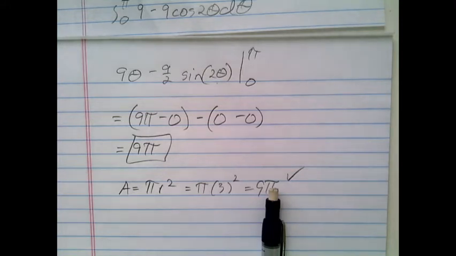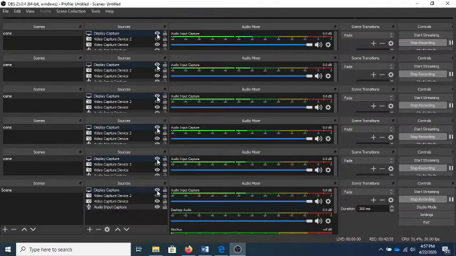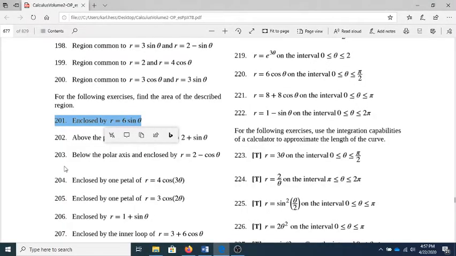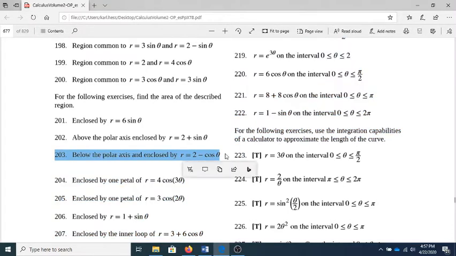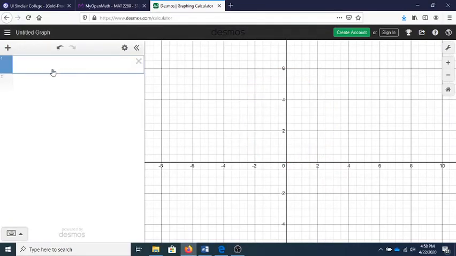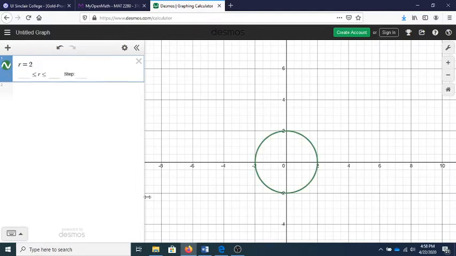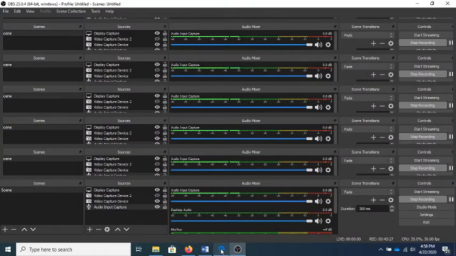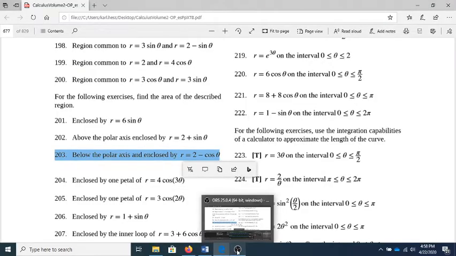But let's do something a little more complicated with it. Let's look at problem 203. Alright, so we did the area inside a circle, but now let's find the area that's below the polar axis. So that's the x-axis, below the polar axis and enclosed by r equals 2 cosine theta. Well, let's graph that. R equals 2, I already forgot what it said, 2 minus cosine theta. Okay.